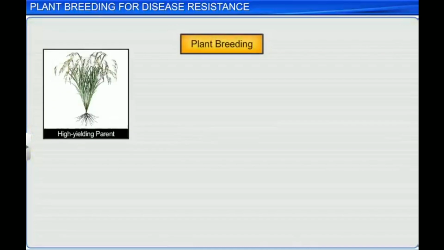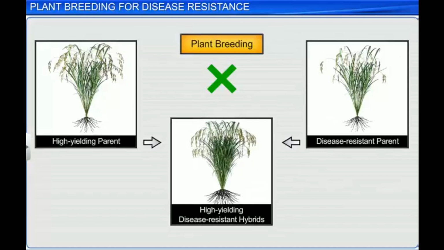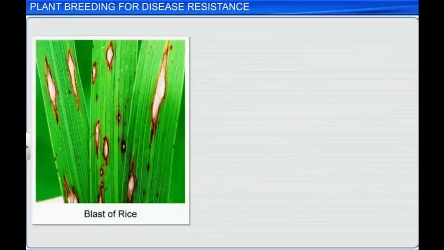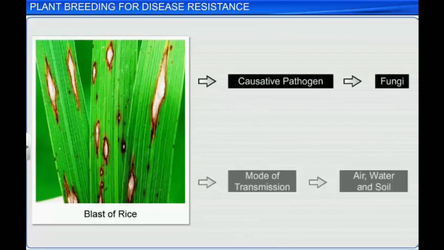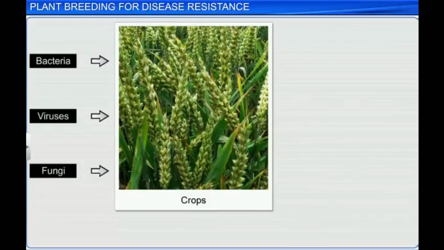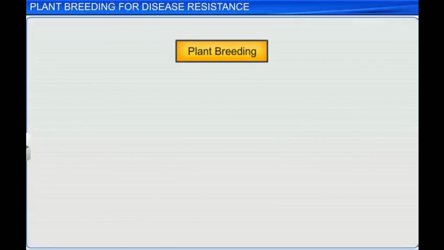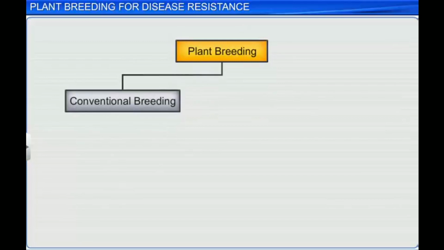In such cases, plant breeding can be used to develop crops possessing resistance to a particular pathogen, provided the causative pathogen and its mode of transmission is known. Resistance can be defined as the crop's ability to prevent a pathogen from attacking it and is determined by the genetic makeup of a particular crop. The genetic makeup of a crop can be altered using plant breeding techniques like conventional breeding and mutational breeding.